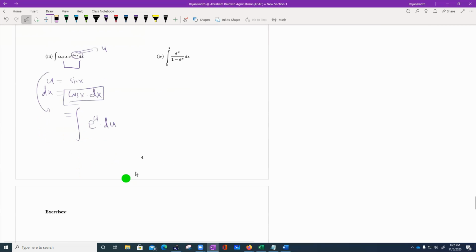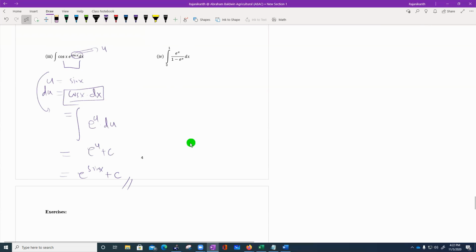Okay, now it is very simple. The antiderivative of e to the u is e to the u plus a constant. But my u was sine x, so it is e to the sine x plus C. Very easy application of u substitution here.